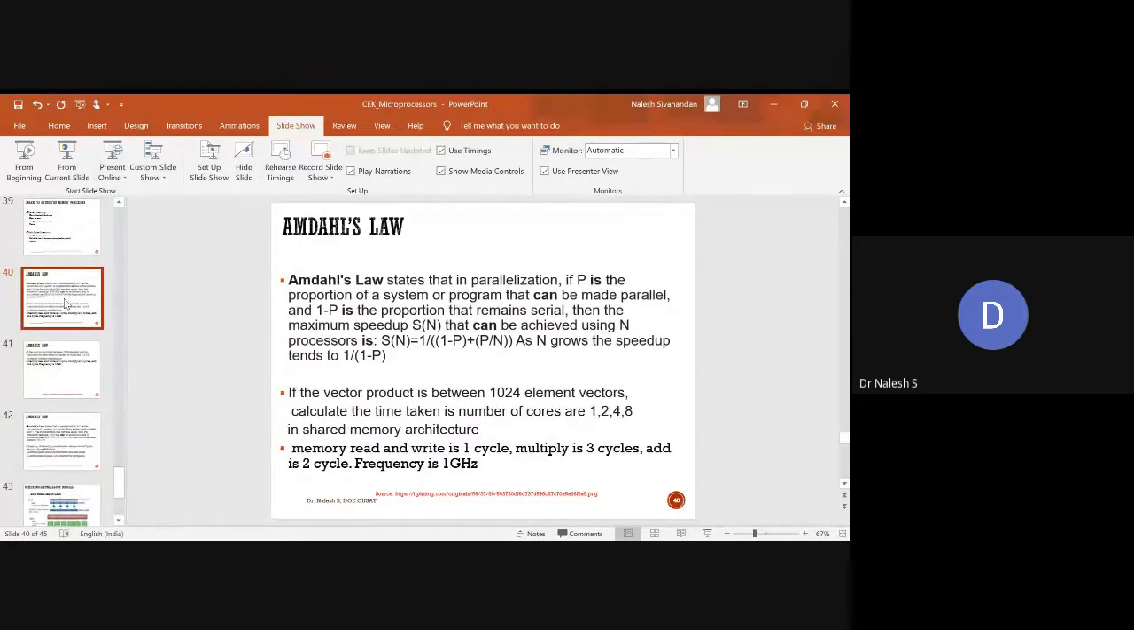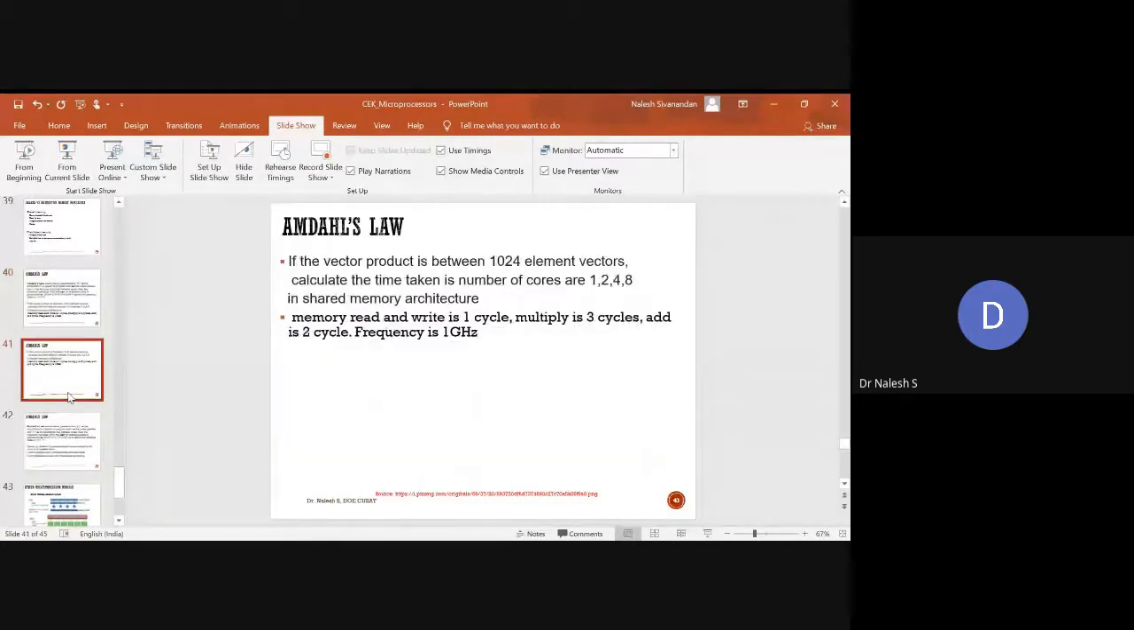Even if you increase the cores, only those portions of the programs which are parallelizable will improve. The other portion is just going to remain the same. So that is what Amdahl's law says. I won't go into details because we are running out of time, but when I share this slide, you can work this out.